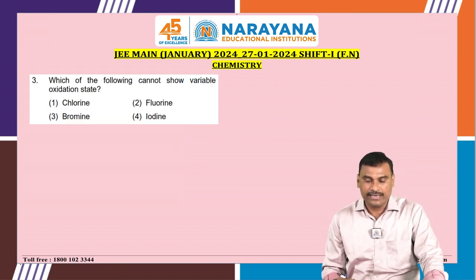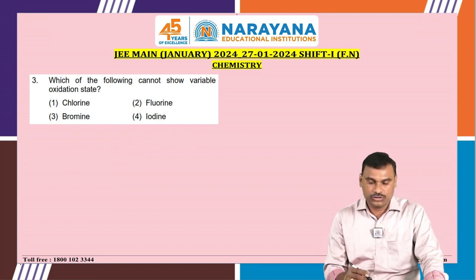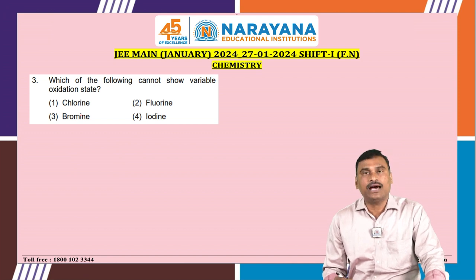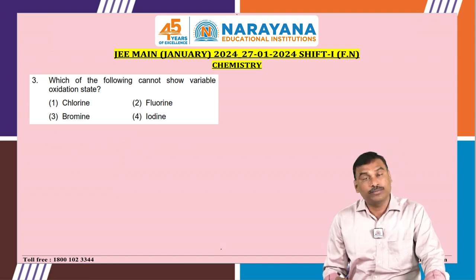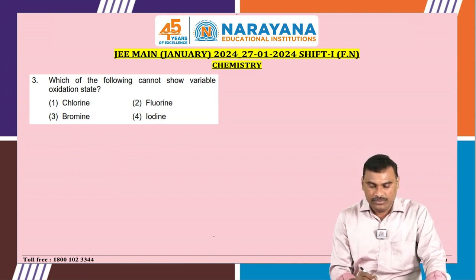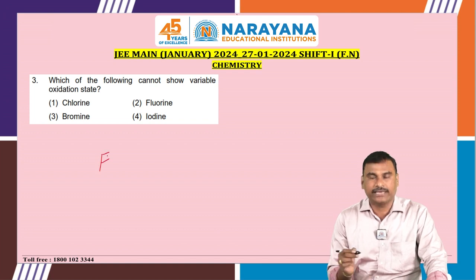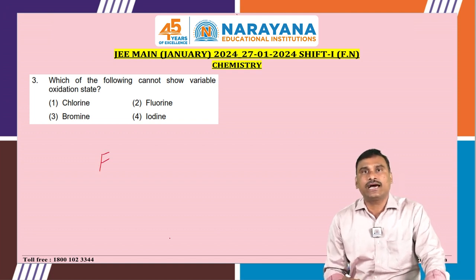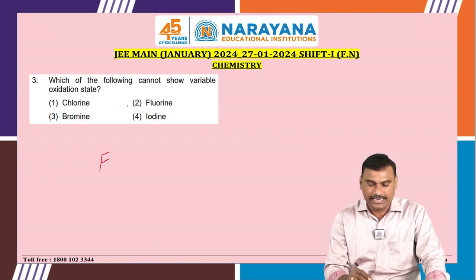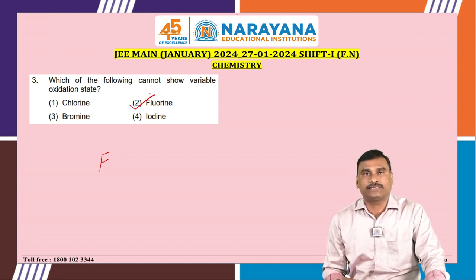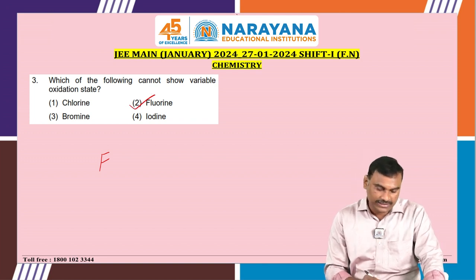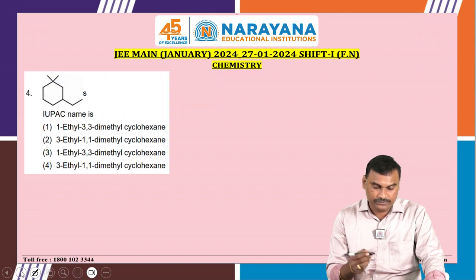Which of the following cannot show variable oxidation state? Students, if you see, the options are fluorine, chlorine, bromine, iodine. Variable oxidation state: fluorine has no d orbital, due to that there is no chance to excite the electron. Therefore, fluorine is the correct option for the given question. Now, let us go for the next question, students.